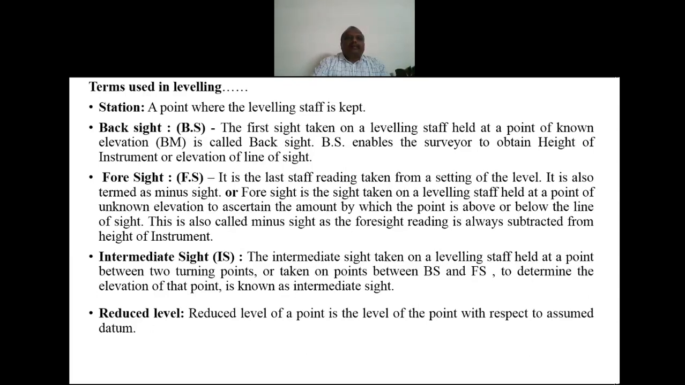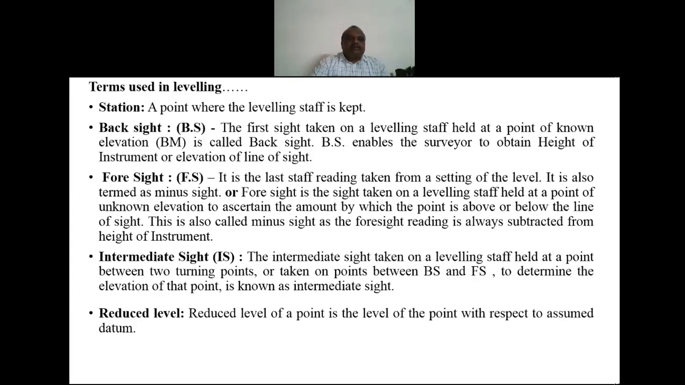What do you mean by backsight? The first sight taken on a leveling staff held at a point of known elevation is backsight. Backsight enables the surveyor to obtain the height of instrument or elevation of a sight.